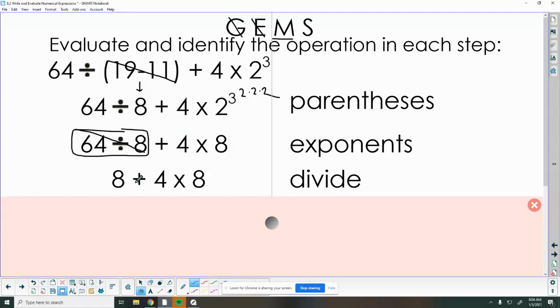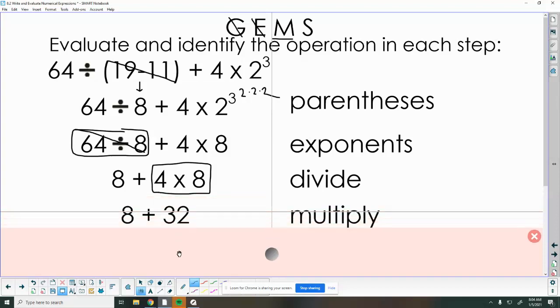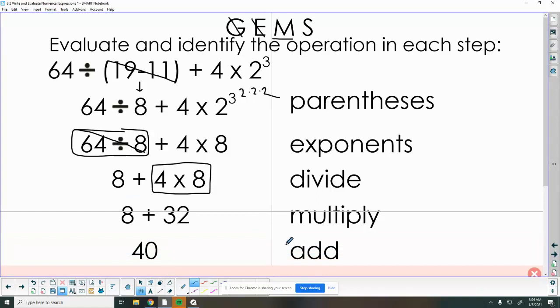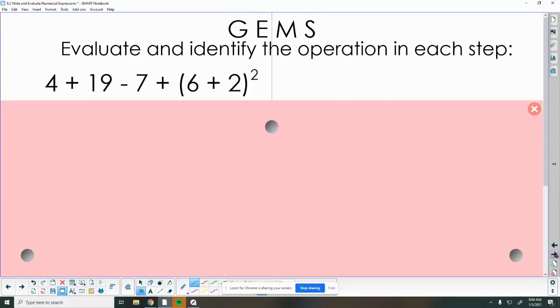So we're still looking for any multiply and divide. Looks like we have another one here. So go ahead and do that next part of the problem and label what operation we did. So 4 times 8 is 32. We bring everything else down, and we had to multiply. And then finally, 8 plus 32 is 40, and we had to add. So let's try one more of these before I have you go on to task 3 to do some on your own.